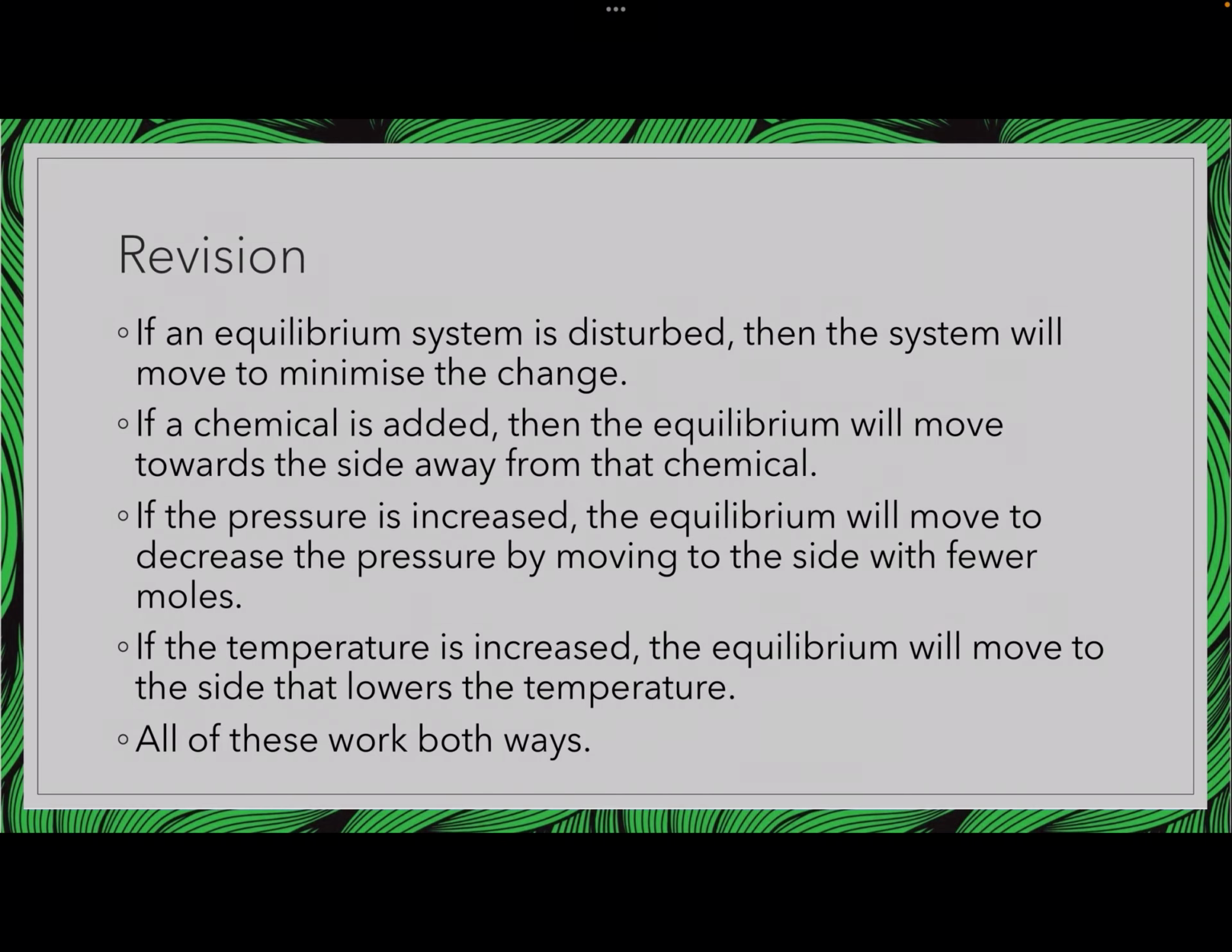Okay, so here's the answers for the revision questions. Again, we're just going over Le Chatelier's principle. If an equilibrium system is disturbed, the system will move to minimize the change. If we add something, let's say we add a product, it will shift away from that side, so it will shift towards the reactants. If we increase the pressure, it wants to decrease the pressure, so it will move to the side with fewer moles. And if we increase the temperature, it's going to want to decrease the temperature, and so it'll move towards the endothermic side, the side that lowers the temperature.